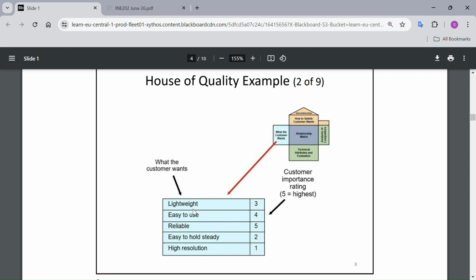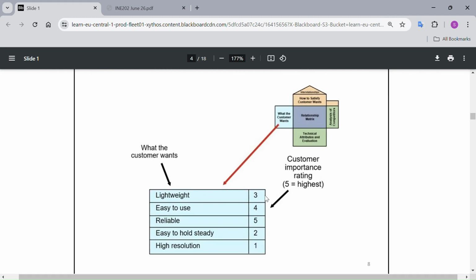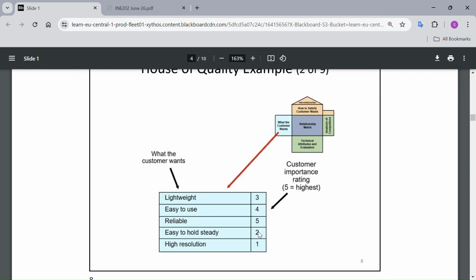Is it that you need high resolution? Do you want it to be easy to use, reliable? What do you like about a camera in general? And they will give me some metrics. Then I'm going to ask him about the importance of this specific metric with respect to others, and this is going to represent the rating. So we can basically do questionnaires and surveys. And here the lowest rating is the least important, and the highest rating, 5, is the most important.